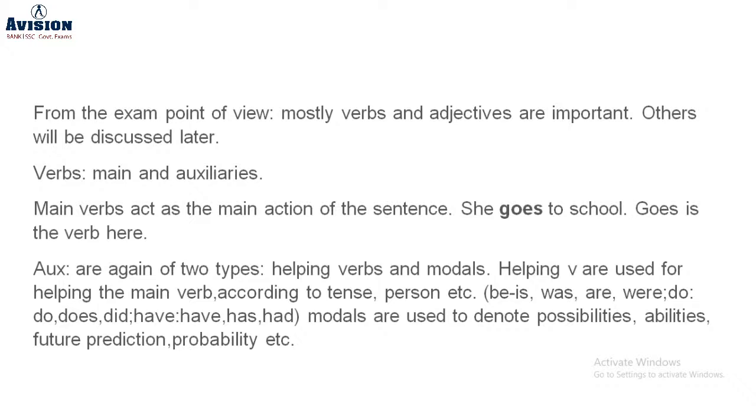So that is why am is a form of the be verb only, which is used for the first person, like I. Okay, in this way it is helping the main verb.